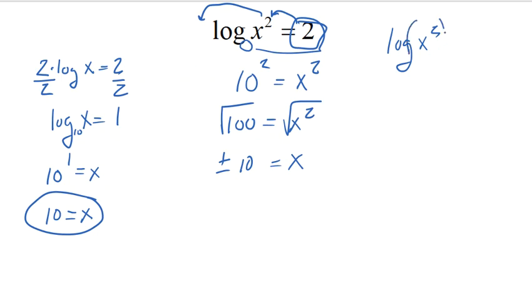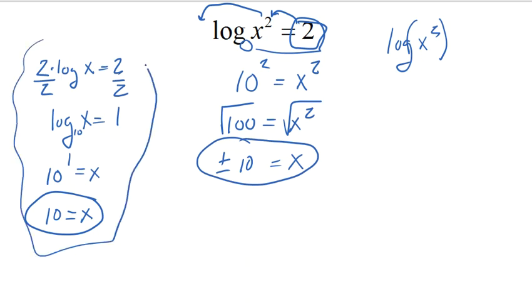The square is inside of the log. So once I square negative 10, it becomes positive 100. So negative 10 is another answer. So there's actually two answers, positive or negative 10. If I would solve it this method right here, I wouldn't have seen that other answer of negative 10.